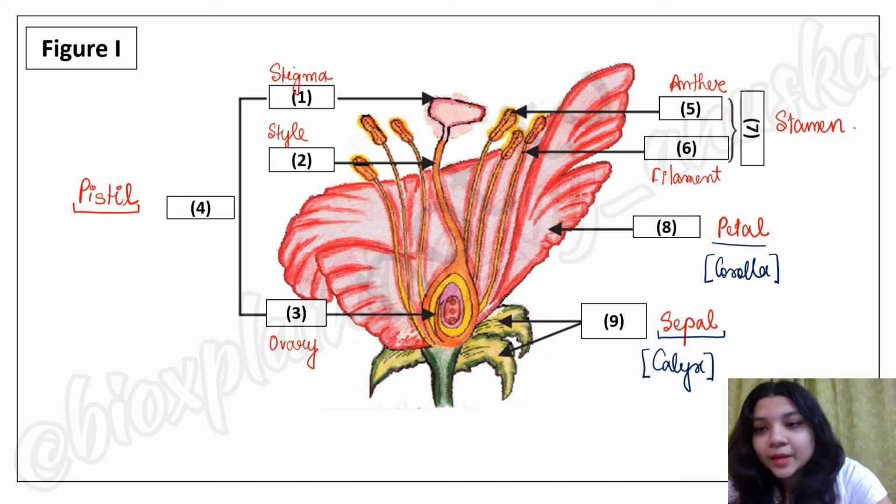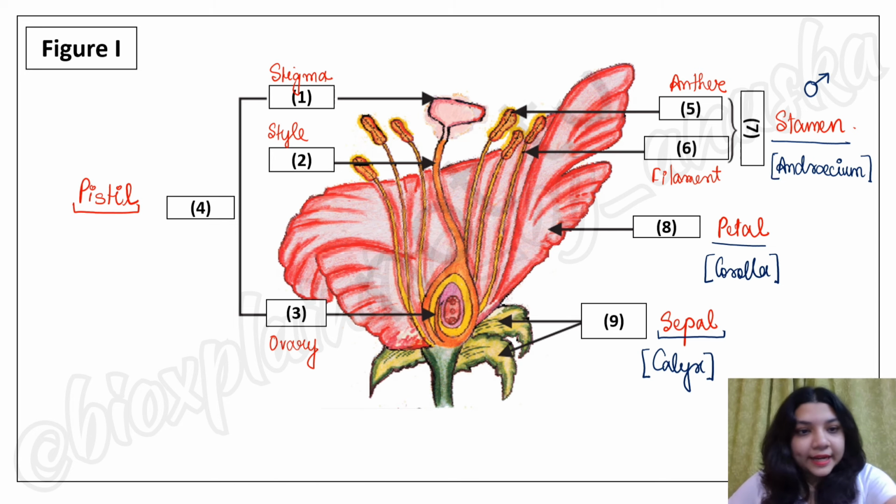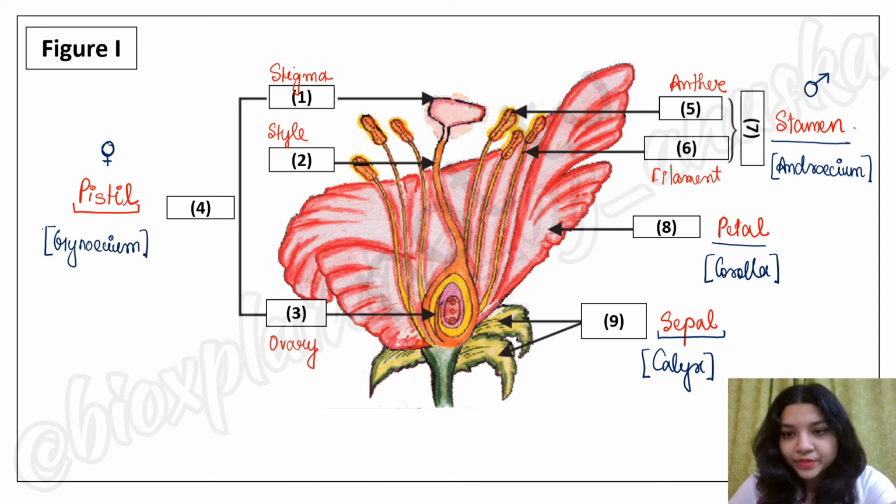Then comes the stamen. So this is the male part of a flower, right? The male part. So this one's collective unit is known as the androecium. Yes. And then comes the female part made out of pistils. So this is termed as gynoecium. Okay.